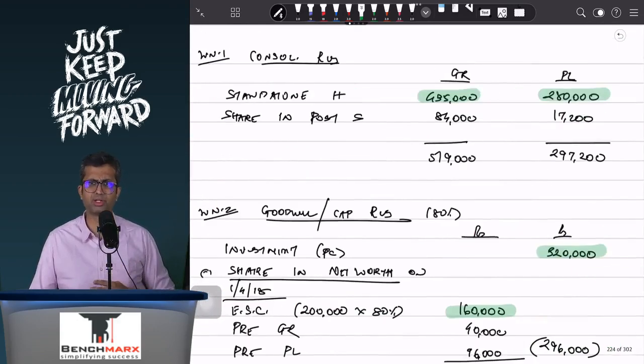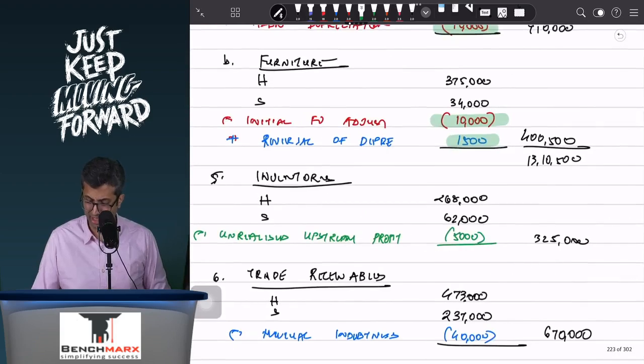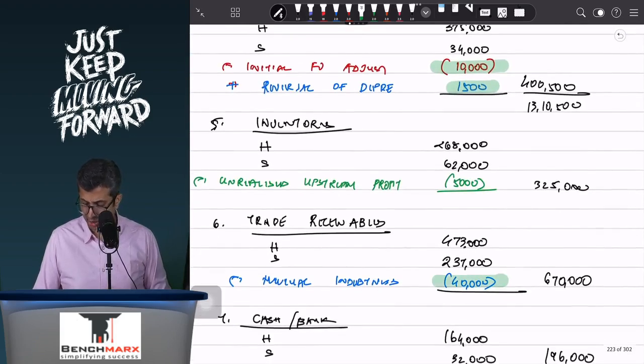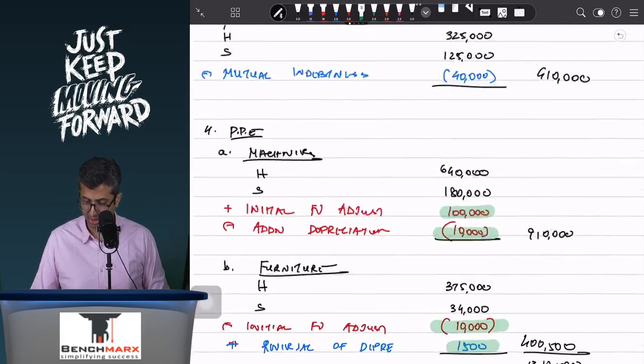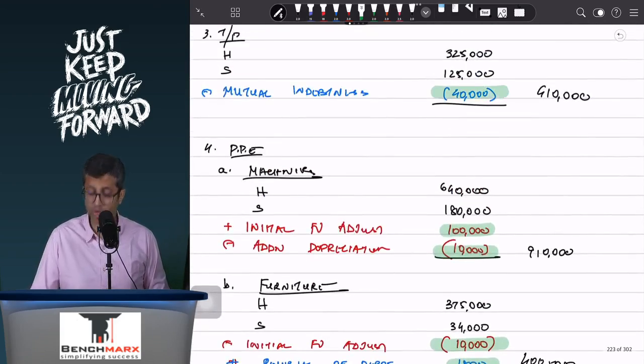Then trade payable, trade receivable, whatever is the 40,000 balance, you will directly adjust. Mutual indebtedness or mutual owing: from trade receivables you will remove 40,000, and trade payables also you will subtract 40,000. Are we clear with this?